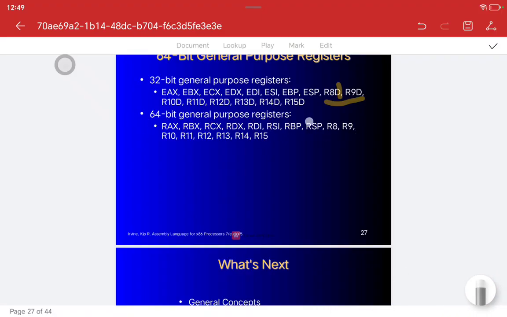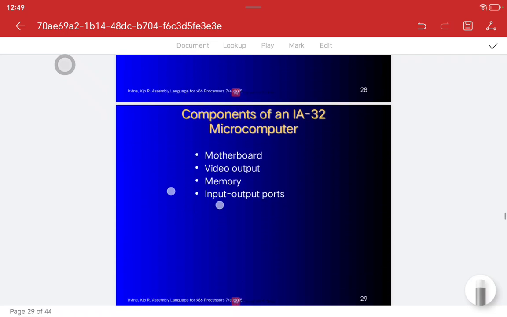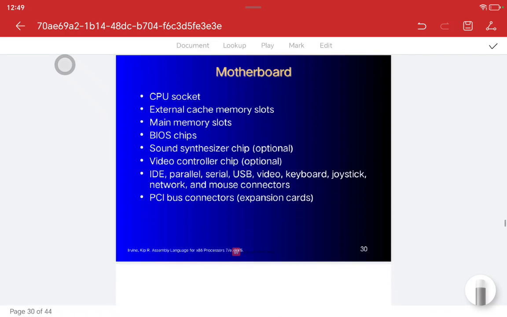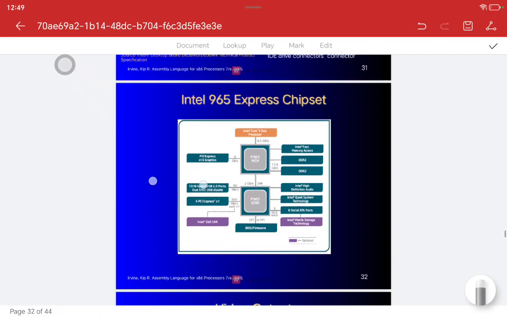So if by any chance they discuss them, it means it will be in class, if it decides to discuss them. Also, we're not going to look at the motherboard.